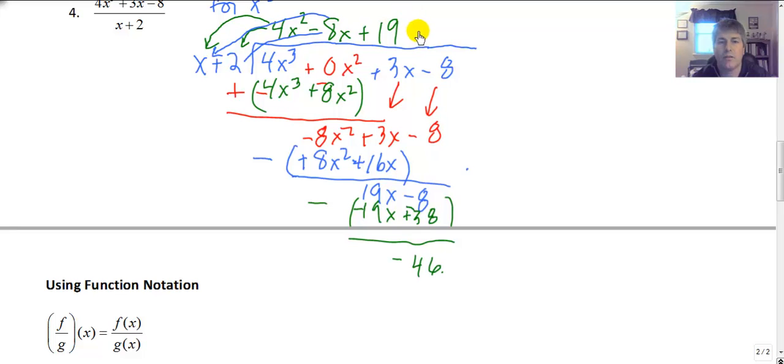So my final answer then becomes 4x squared minus 8x plus 19, my quotient, and then minus 46 all over x plus 2. That is my remainder. So got to remember that remainder. It didn't end up to be 0 here at the end. So we get 4x squared minus 8x plus 19 minus 46 over x plus 2. And I will see you in class.